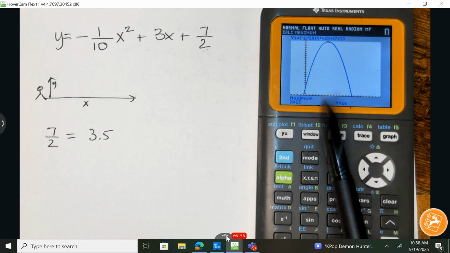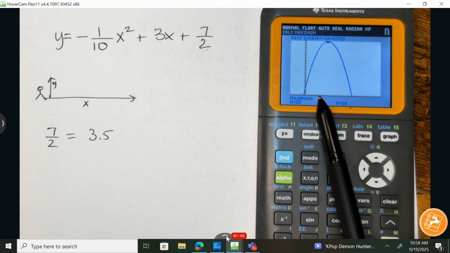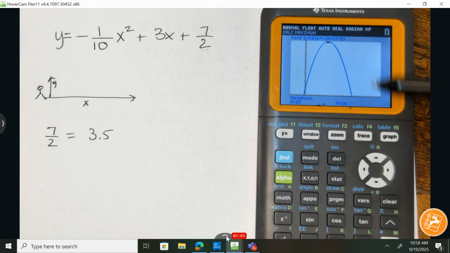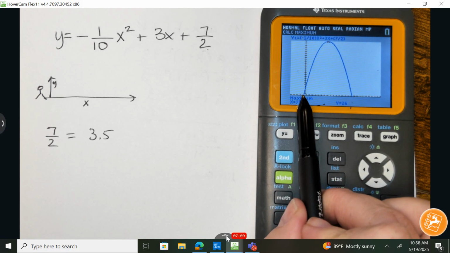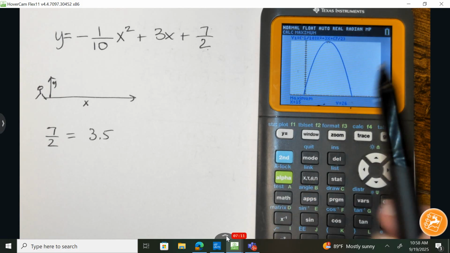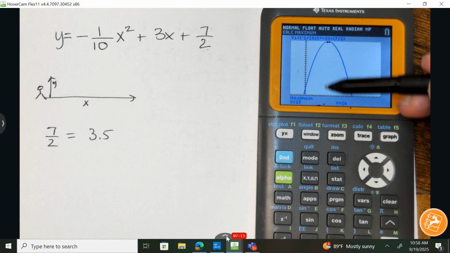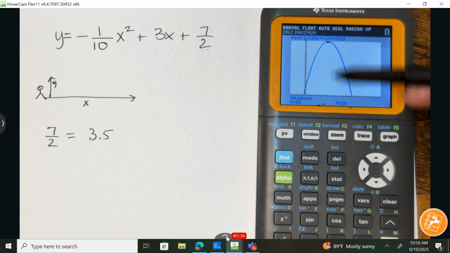Now we need to analyze this. This is the distance it went before it hit a maximum. The question is, how high is the ball? So the ball is 26 feet above the ground after it travels horizontally 15 feet. It's 26 feet above the ground. That's the key, right? And so how high is it? 26 is the maximum height.